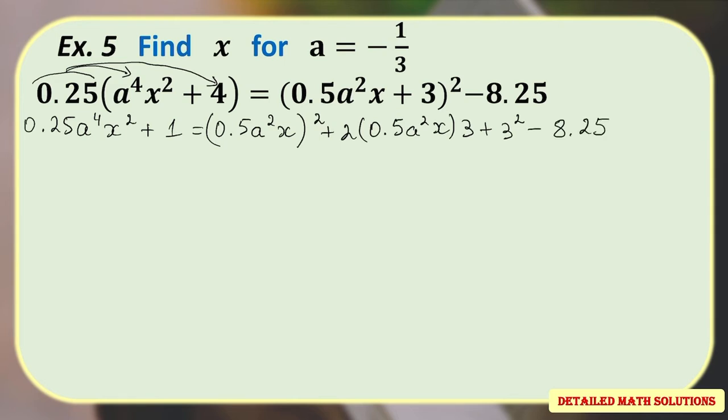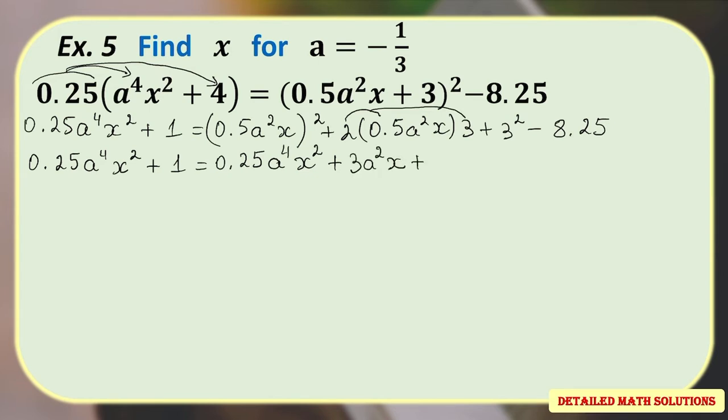Next, I simply need to rewrite the left side of the equation, 0.25 a to the 4th x squared plus 1, and then apply the rule of exponents to simplify further. I get 0.5 squared or 0.25, then a squared to the power of 2 is a to the 4th power, and then x squared. Plus, then I have 2 times 0.5, which is 1, multiplied by 3 is 3a squared x, plus 3 squared, 9, minus 8.25.